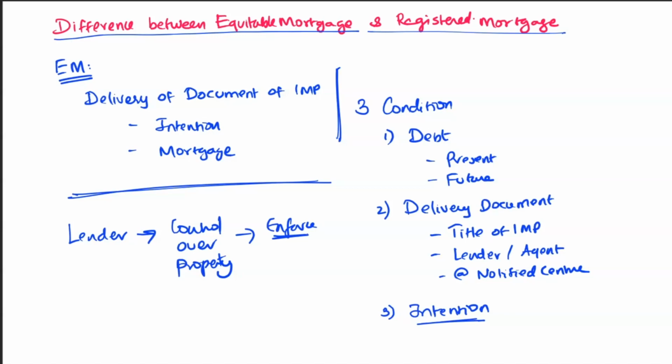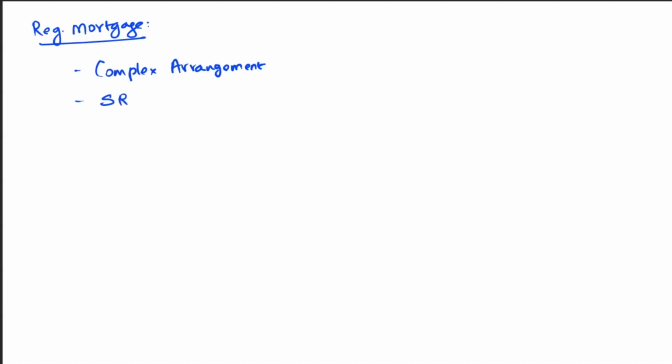Then what is a registered mortgage? We'll go through that as well. This registered mortgage is basically a complex arrangement. Here, whatever the mortgage you create, that should be registered with sub-registrar office. And in this mortgage arrangement, the borrower will be transferring the full ownership rights of the property to the lender.